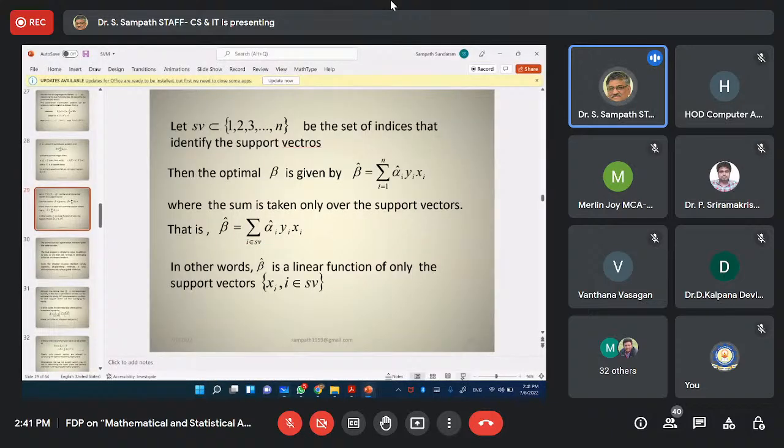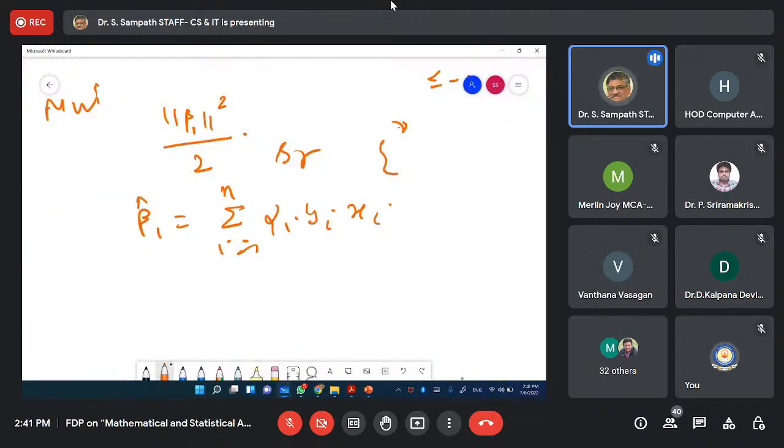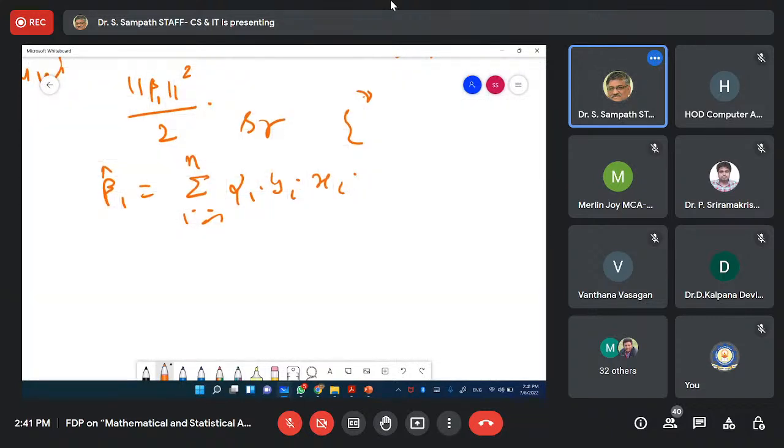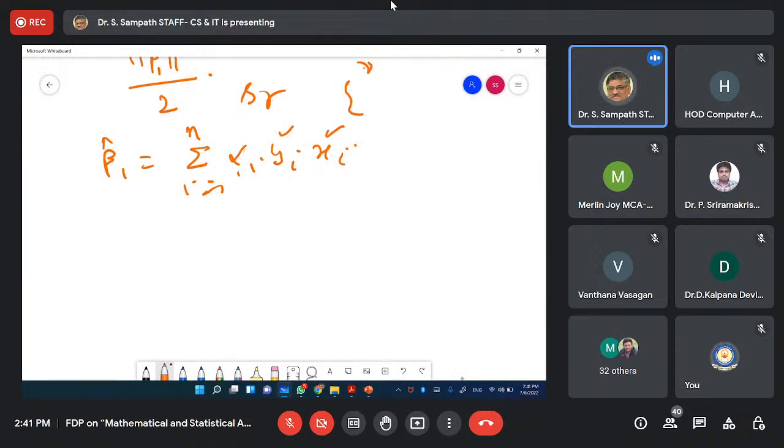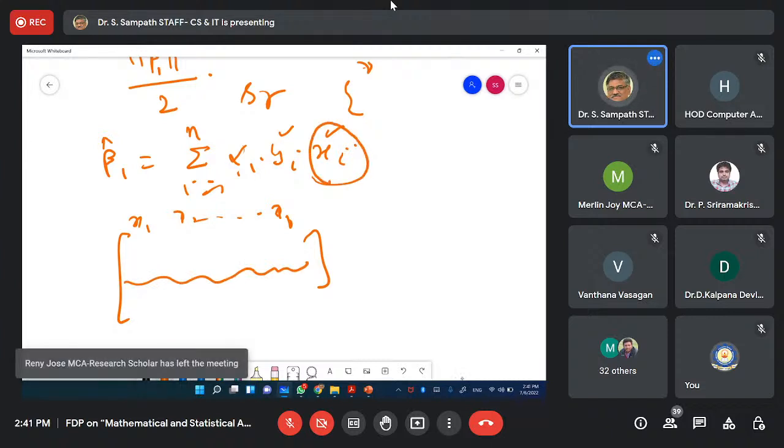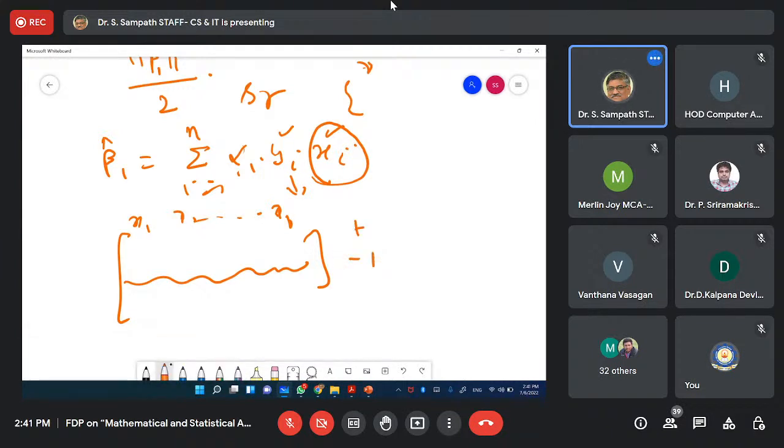How many training objects we have? Sum of alpha i yi xi equal to 0. Now I am saying beta 1 you can get like this. Now you can ask me, what is this yi and what is this xi? This xi is the training data set, I have x1, x2, etc. up to xn, and corresponding to this I'll be having a set of values. And this yi happens to be either +1 or -1. Am I right?